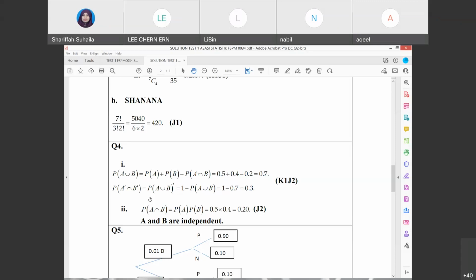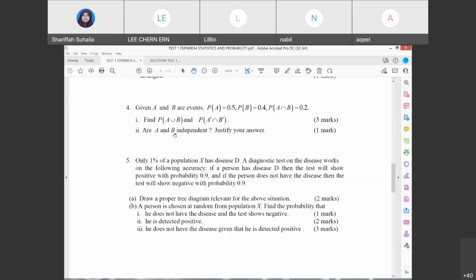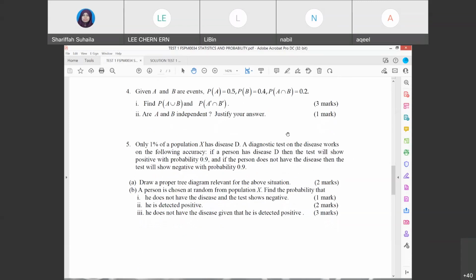And then, do you want to show that this is independent? Since we know that A and B are independent, you just multiply. If probability of A times probability of B is the same as your intersection, A intersect with B, that means they are independent. Justify your answer, give a reason why it is independent. Since you can write A intersect with B as probability of A times probability of B, they are independent.